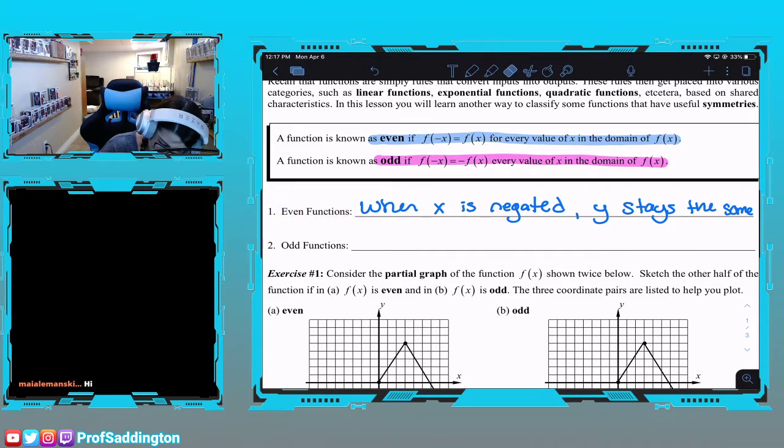Oops. Keep choosing the wrong color. Come on, Sadler. Get it together.